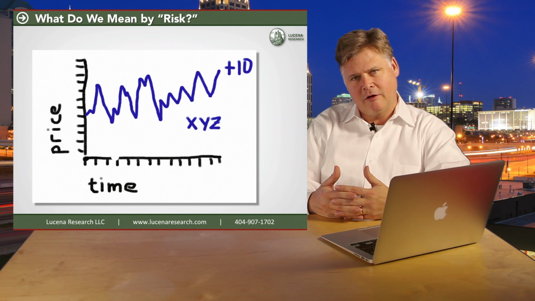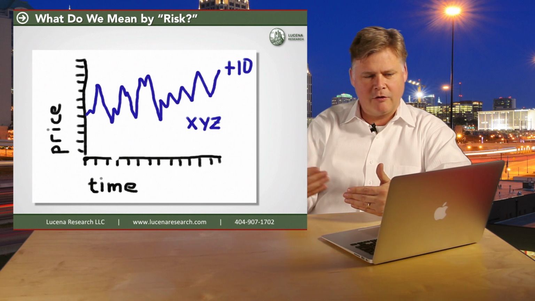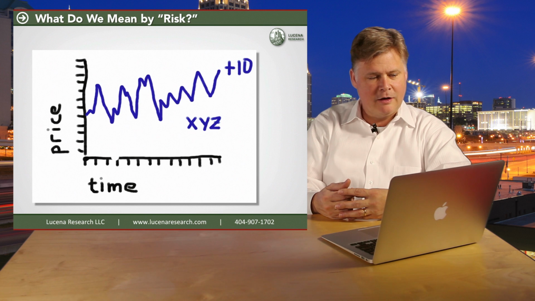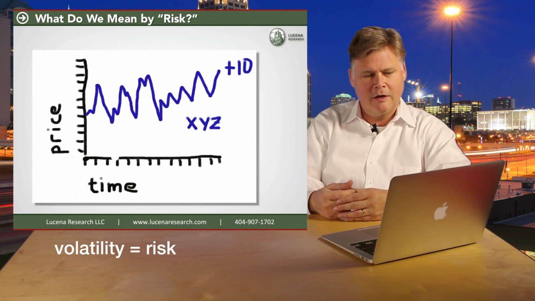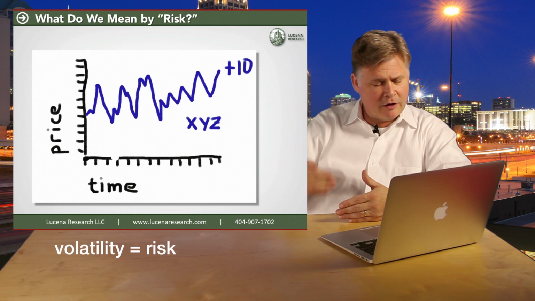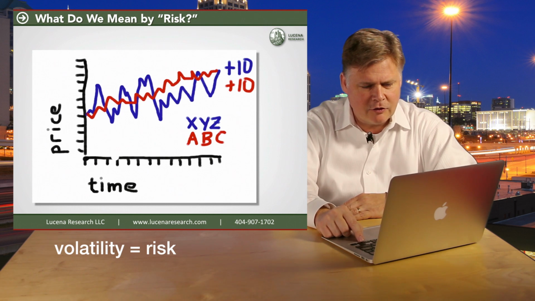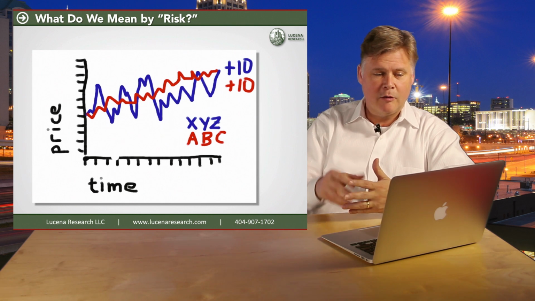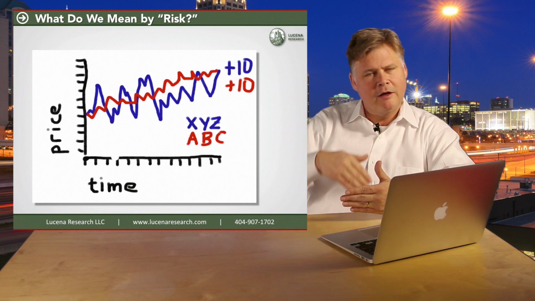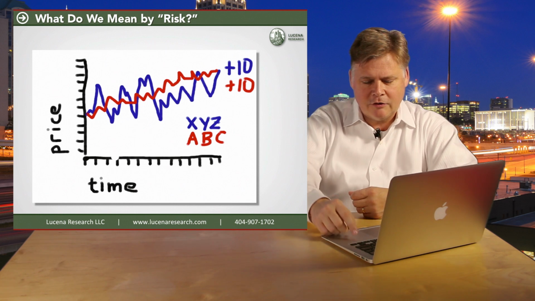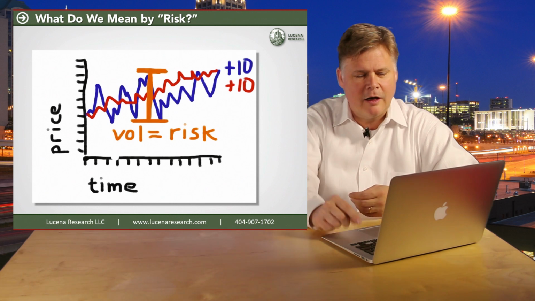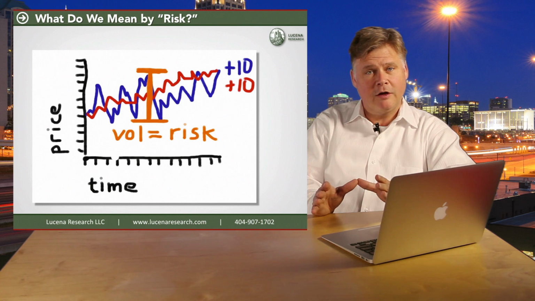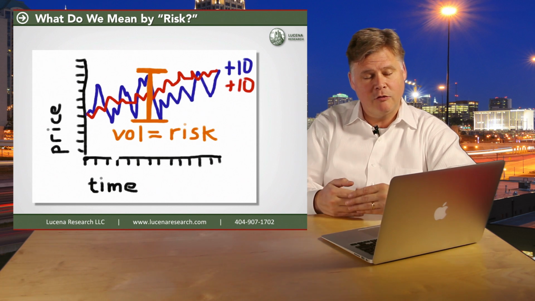Let's answer that by taking a look at two hypothetical stocks. This stock, XYZ, had a pretty good historical performance. It went up 10%. Note, though, that it's kind of volatile. It goes up and down a lot. Let's compare that now to this other stock, ABC, that also gained 10% over the same time period, but it wasn't quite as volatile. It's this volatility that is a measure of risk, and that's what's traditionally used in the finance industry to measure risk.